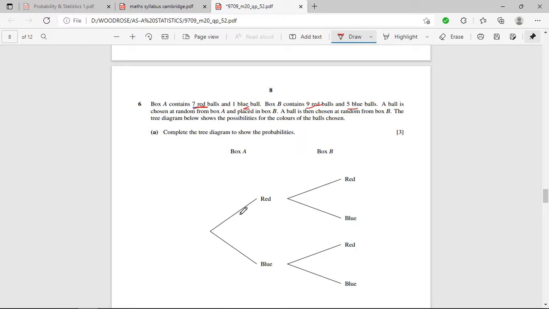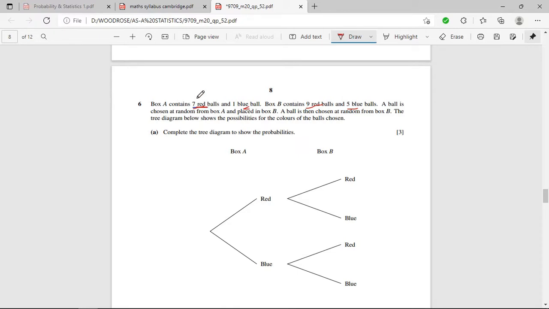So we are going to select a ball from box A, then put it in box B. Then in box B, we are going to select a ball again. So we want to complete this tree diagram and show all the possibilities. Let's start with box A.